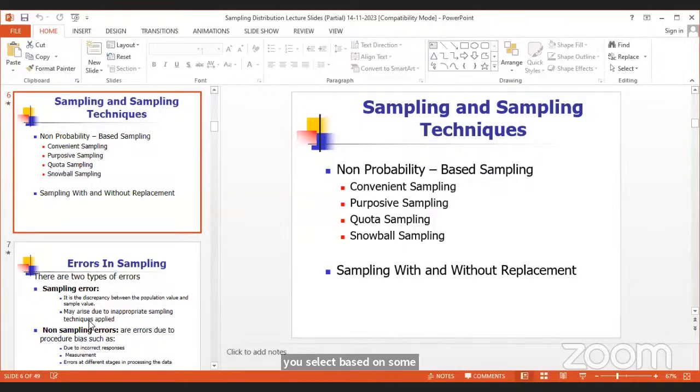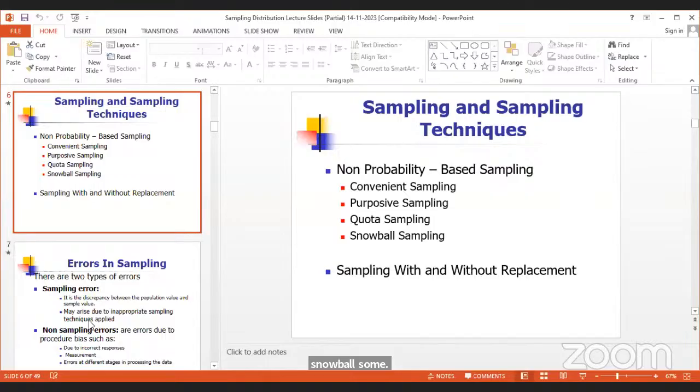The first one, because I have access to that population, I will go and do my selection. The second one, because I have information about that population, I'll go and do my selection. The third one, I want to ensure that everybody is in there, but I don't want to do any randomness at all. Once a group is there, I am okay with it. That is quota sampling. The next one is snowball sampling.